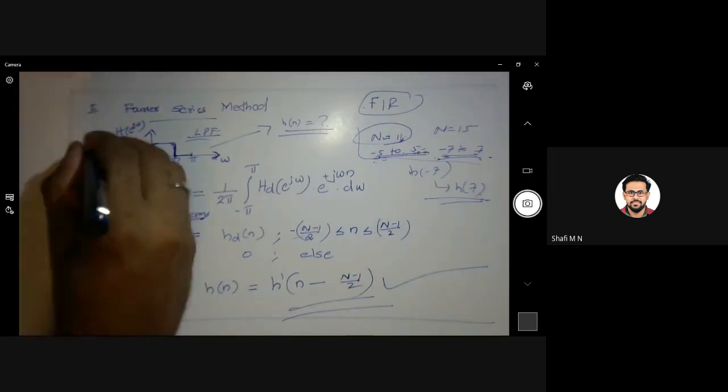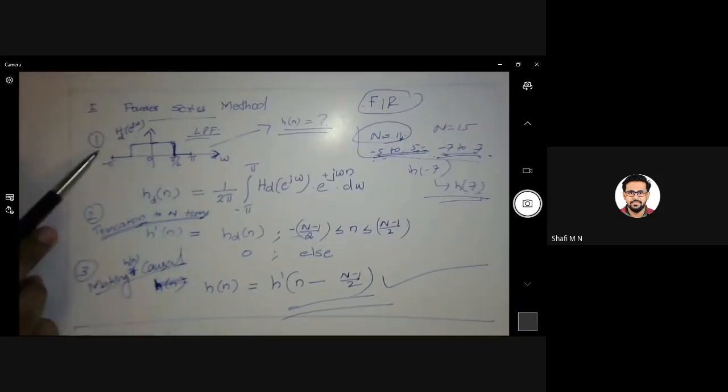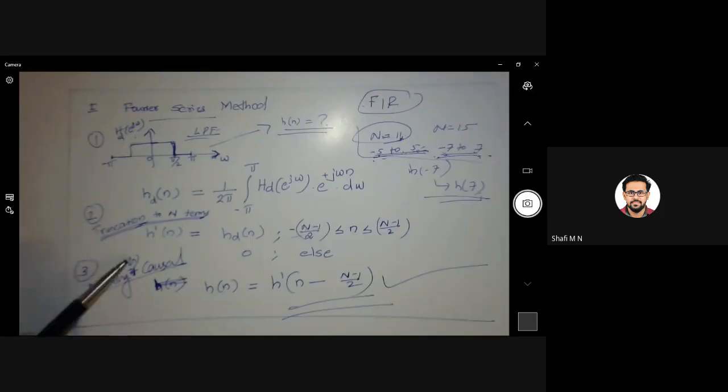So, we have 3 കാര്യങ്ങൾ ചെയ്തു. 1, 2, 3. First is inverse Fourier series. Second is truncation. Third is making the impulse response causal. Or you can say that it's a perfectly realizable filter.